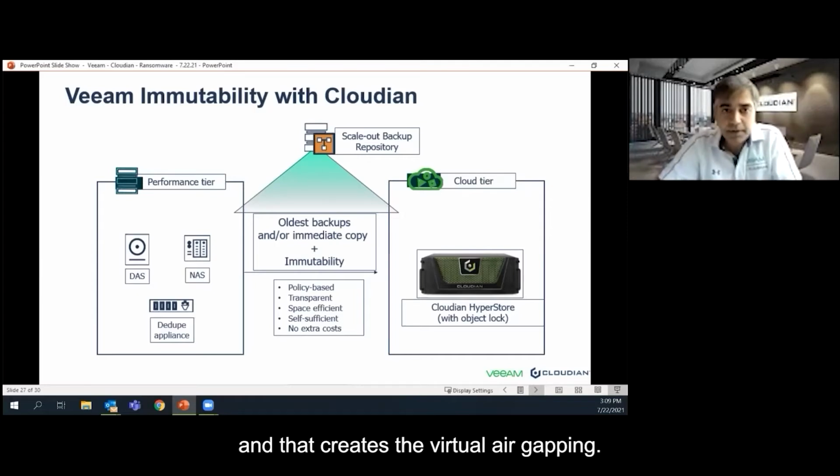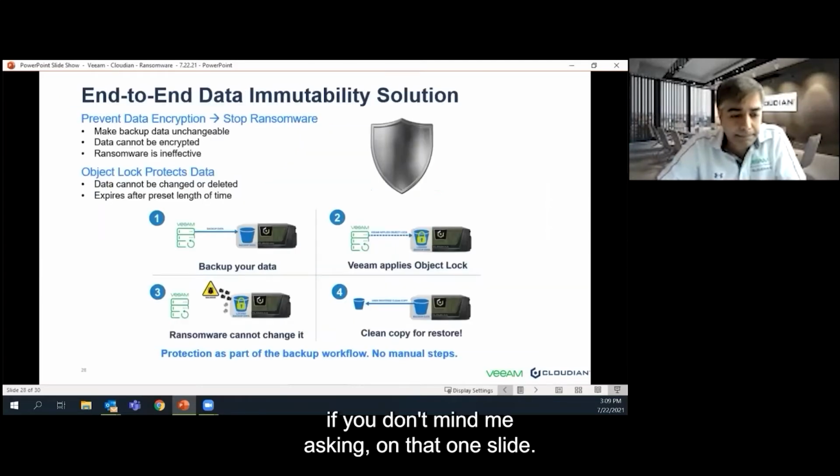and that creates the virtual air gapping.